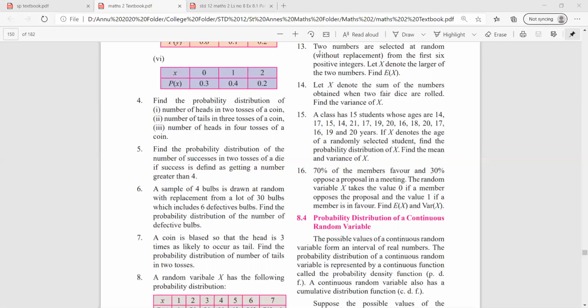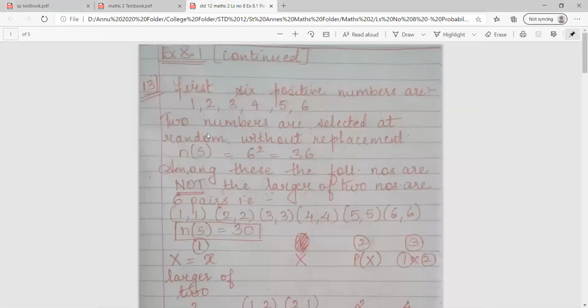Pay attention. Two numbers are selected at random without replacement from the first 6 positive integers. X denotes the larger of the two numbers, so you have to find the expectation or expected value of X. Two numbers are selected out of the first 6 positive integers without replacement. So the first 6 positive numbers are 1, 2, 3, 4, 5 and 6. Now two numbers are selected at random without replacement.